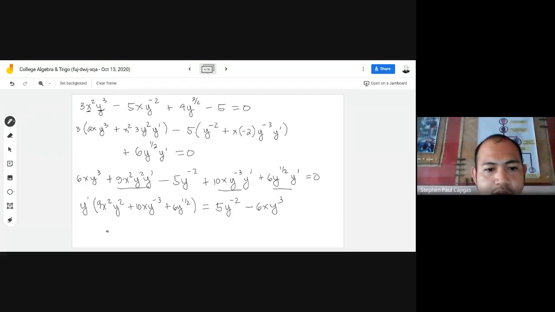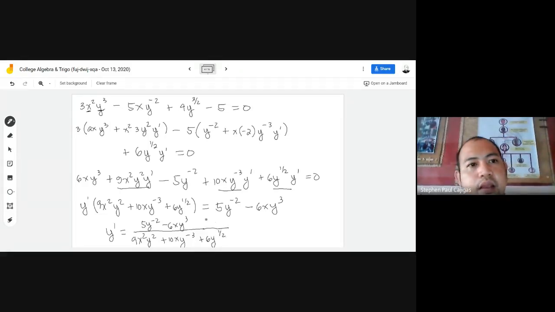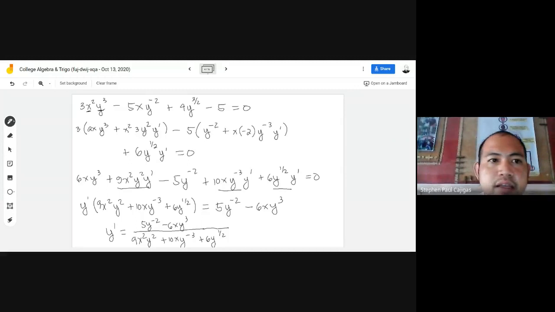And so finally, we will have y prime is equal to 5y to the negative 2 minus 6xy cubed all over 9x squared y squared plus 10xy to the negative 3 plus 6y to the power 1 half. Okay so far? Got the solution? Questions, clarifications?